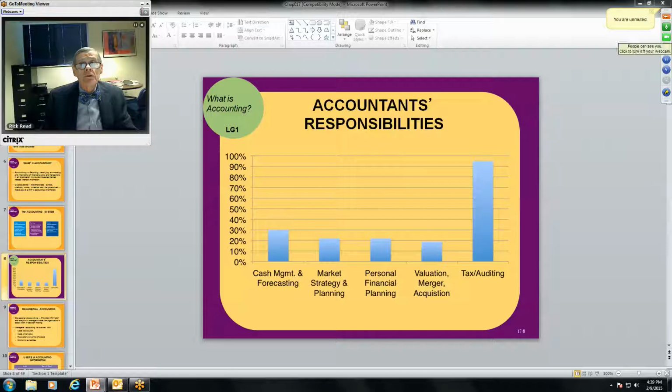This particular slide speaks of an accountant's responsibilities. And notice a lot of this person's doing here is some guessing. Then they're doing some strategy planning, personal finance, valuation, merger, acquisition, which may or may not occur. And then for tax and auditing, this is showing a percent of things that they're supposed to do, what their responsibilities are. Of course, tax and auditing is always going to be high.